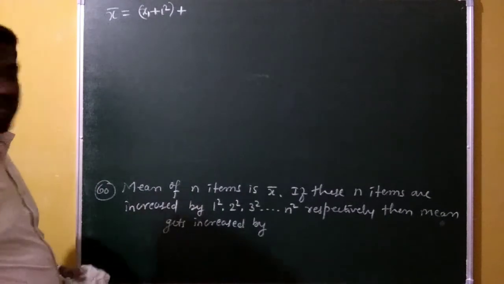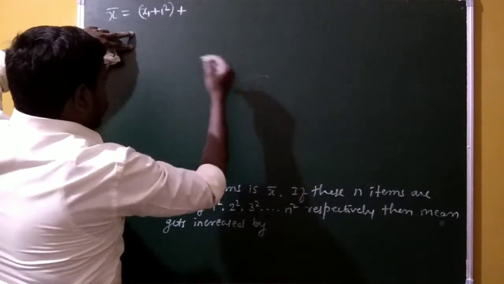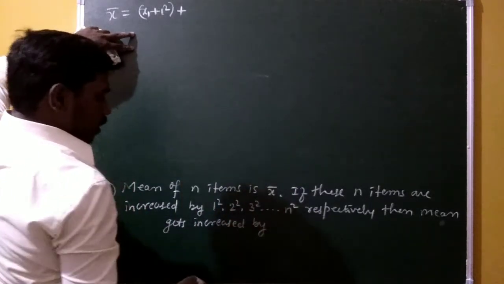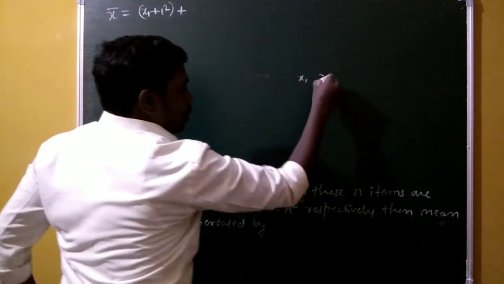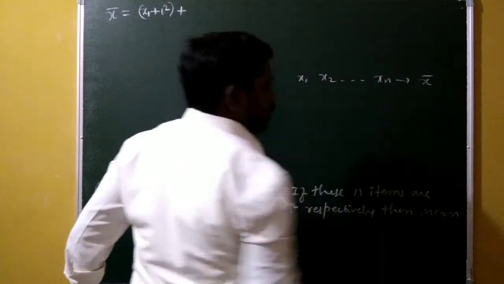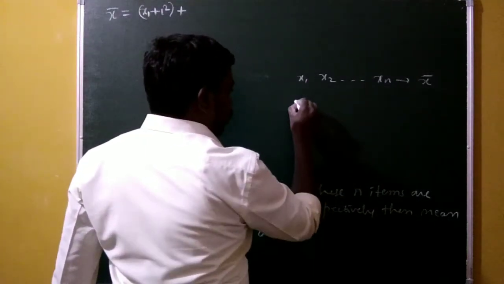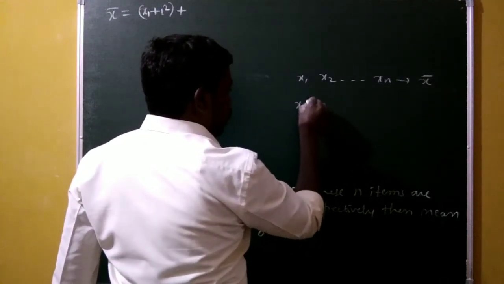ಕರೆಕ್ಟಾ? Mean is the sum of all observation divided by number of observation. Each and every observation ಏನು? 1 square, 2 square. ನೋಡಿ ಮಕ್ಕಳೆಲ್ಲ ಅರ್ಥ ಮಾಡ್ಕೋಬೇಕು. x1 x2 up to so on xn be n observation. The corresponding mean is x bar. ಓಕೆನಾ? ಸೊ ಇವಾಗ ಏನಾಗ್ತಾ ಇದೆ? x1 ಗೆ 1 square ಯೂನಿಟ್ ಇನ್ಕ್ರೀಸ್ ಆಗ್ತಾ ಇದೆ. ಅಂದ್ರೆ x1 plus 1 square.